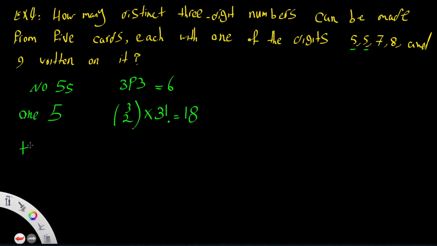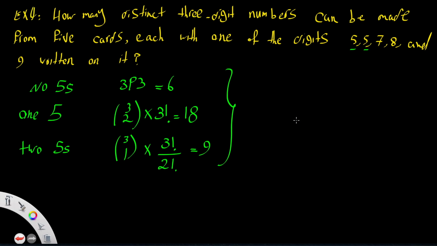Now, consider the case where you have two 5s in the number. So 2 5s are already chosen. In order to make a 3-digit number, 1 more digit should be selected, 1 out of the non-5 digits 7, 8 and 9. So 3C1, then multiplied by permutations: you have 3 digits, so 3 factorial, but you have two 5s in the 3-digit number, which is a repetition, so divided by 2 factorial, which will give you 9. So overall, the total number of cases will be 6 plus 18 plus 9, which is 33 different 3-digit numbers as the final answer.